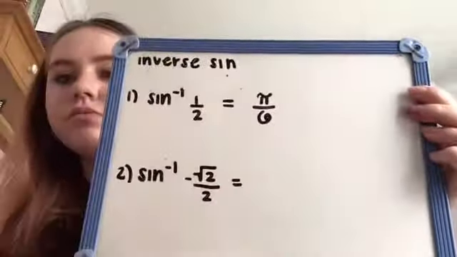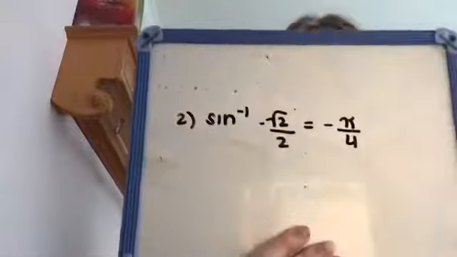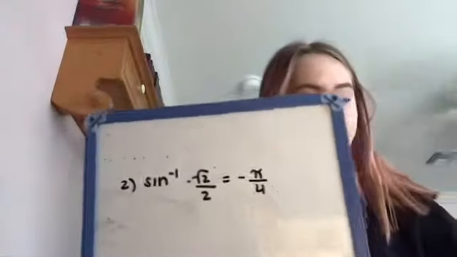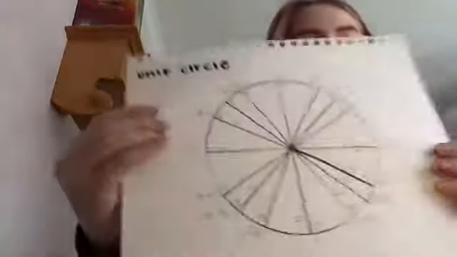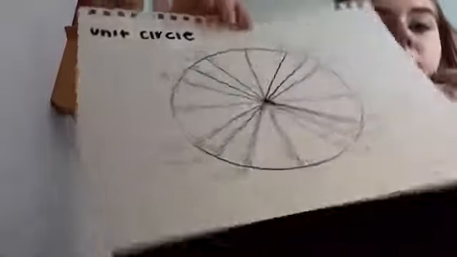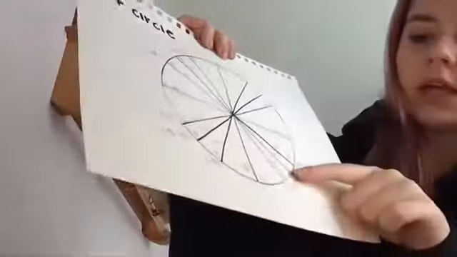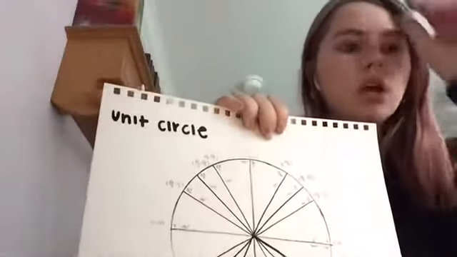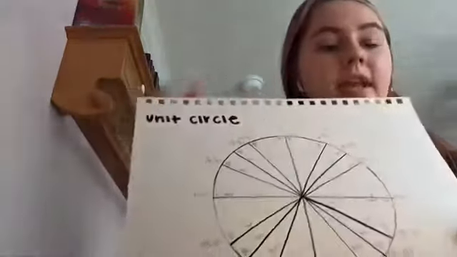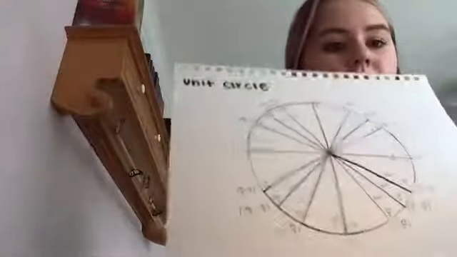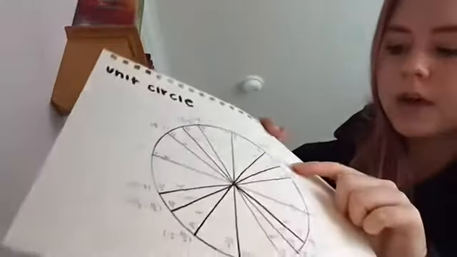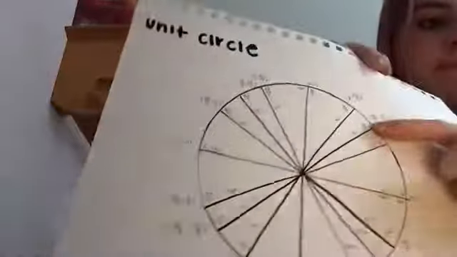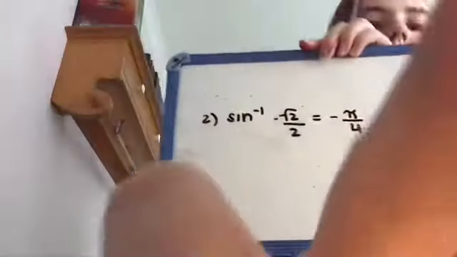For inverse sine negative root 2 over 2, if you look at the unit circle, you would think it would be 7 pi over 4 down here, but since inverse sine needs an answer between pi over 2 and negative pi over 2, it would have to be the inverse of pi over 4, which would be negative pi over 4.